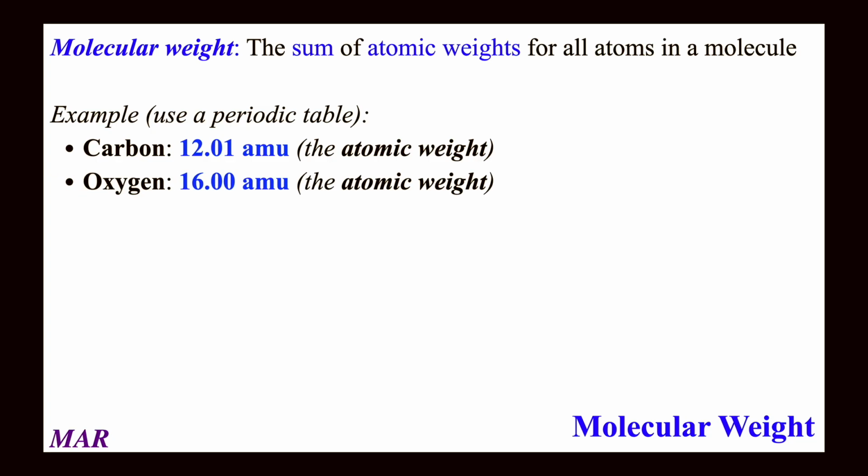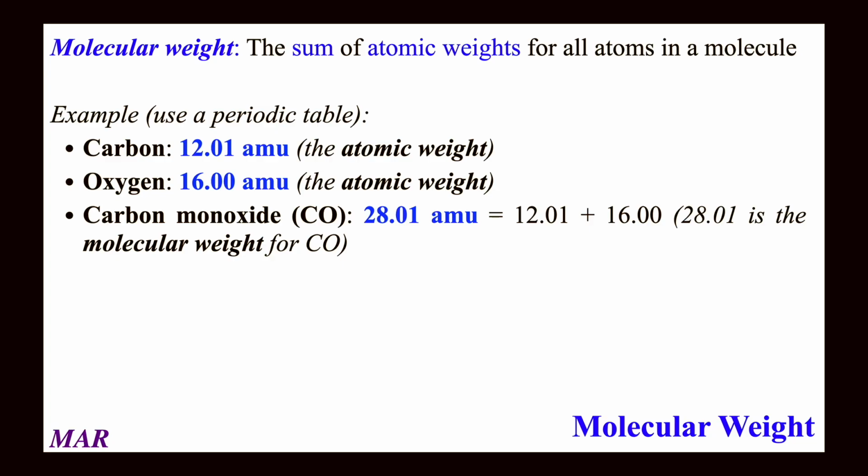Oxygen is 16.00, the atomic weight of oxygen. But here's kind of the cool part. Let's say you wanted to know the atomic weight of carbon monoxide, which is CO, all right? Well, then what you would do is add the carbon and the oxygen together. So 12.01 plus 16.00 is 28.01. And 28.01 AMUs is the molecular weight of a carbon monoxide molecule.